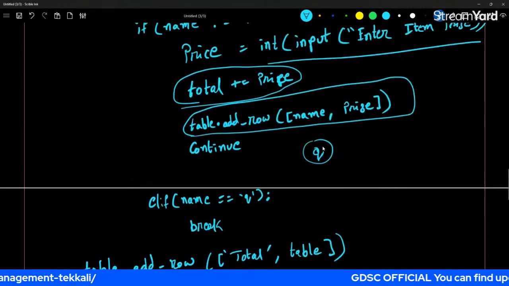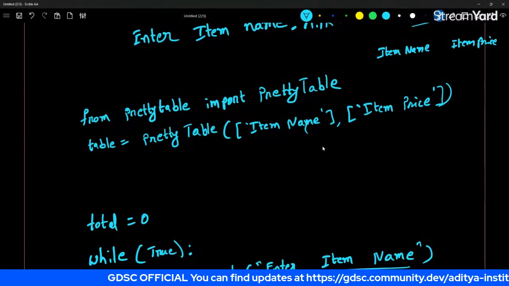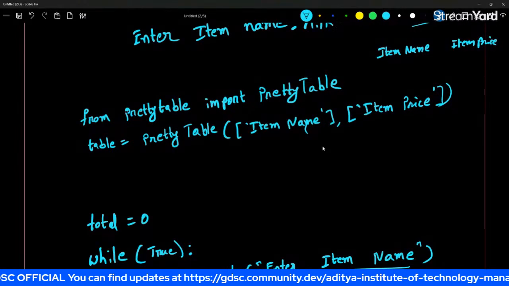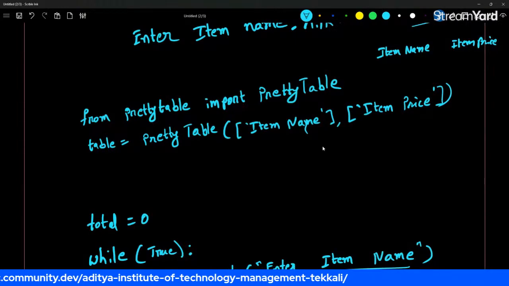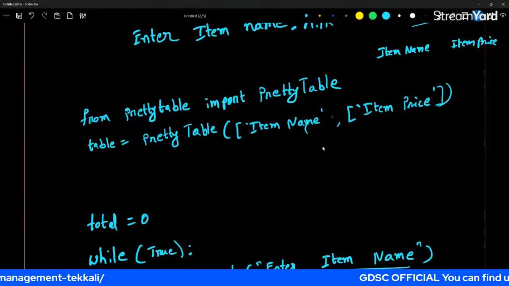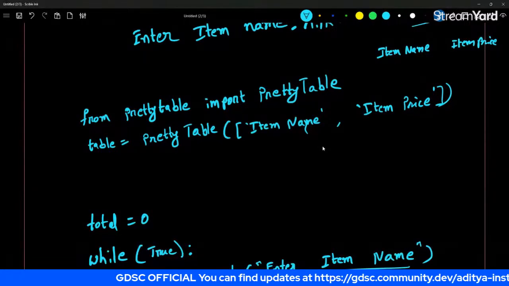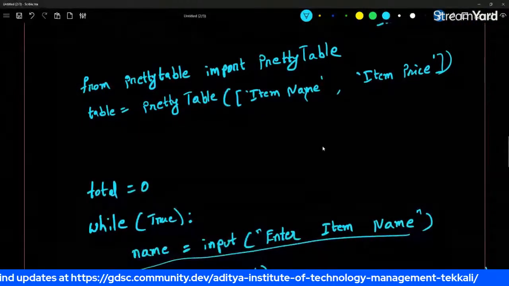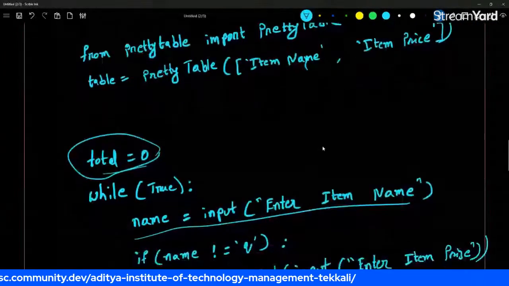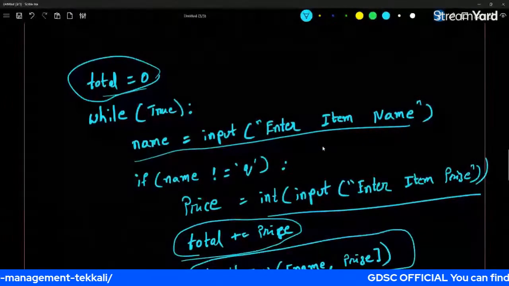Here we have used PrettyTable. From prettytable we have imported the class PrettyTable, and we have created an object of the PrettyTable class. There's another mistake here: it is actually a list. We have to pass a list. Here we have two things: one is the item name, and another one is the item price. I have taken this total variable to keep the total, and here I have used the infinite loop. Now I have asked the user to enter the name.